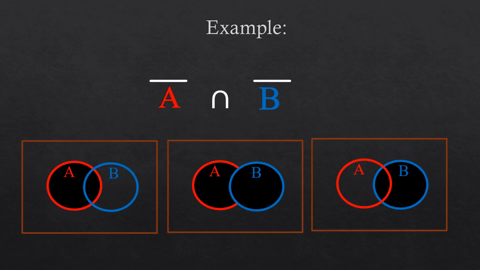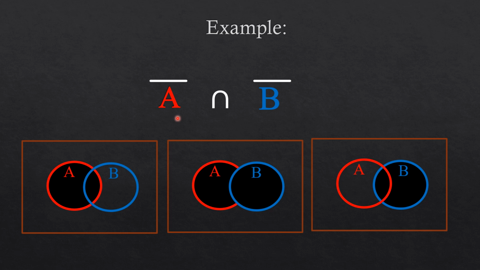Okay, now we're going to look at more of a picture example, because you're going to have a few of these. And sometimes I have to kind of get my colored pencils out and kind of shade these out, and that helps me to see it. All right, so A complement intersected with B complement.